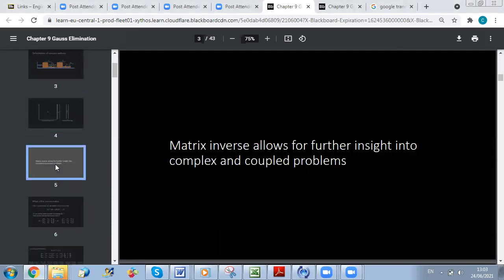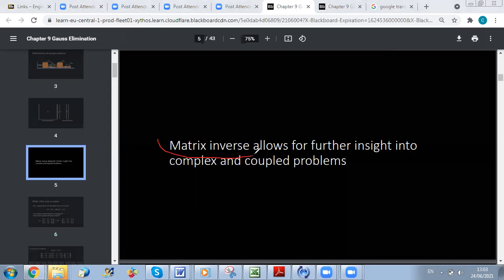We will see that the matrix inverse will allow us to have further insight into complex and coupled problems. This is why the first step in this chapter will be to introduce how to calculate the inverse of a matrix.